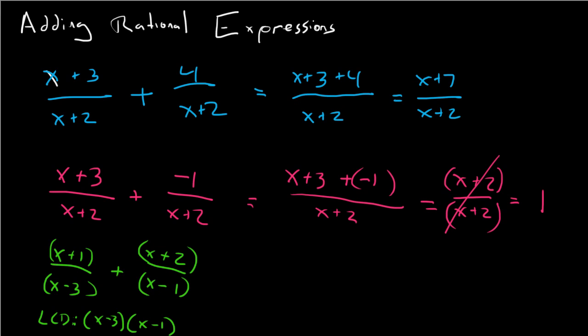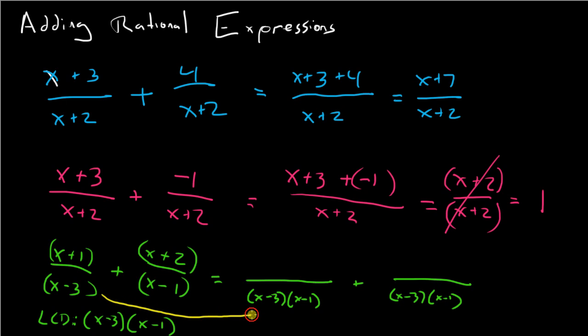And this is going to be the exact same process we use when adding fractions. We're going to rewrite it with these common denominators. So the new denominator is going to be (x - 3)(x - 1), plus another one, (x - 3)(x - 1). And we're going to do it the same way we did before. What do we have to multiply x - 3 by to get this? We have to multiply it by x - 1. So for multiplying the bottom by x - 1, we also have to multiply the top by x - 1. (x + 1) times (x - 1) is the new numerator. (x + 1)(x - 1).